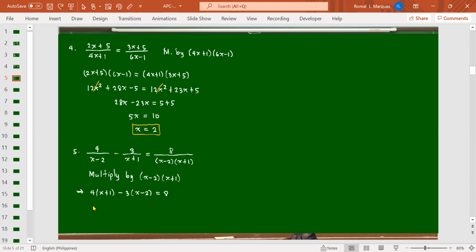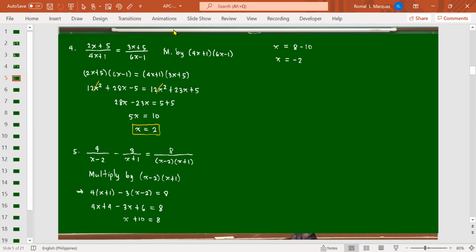So let's simplify this. So 4x plus 4 minus 3 times x, well, that is 3x, so minus 3x. Negative 3, negative 2, that is positive 6, equals 8. Let's simplify. 4x minus 3x is x. 4 plus 6, that is 10. And it is equal to 8. So to get rid of this 10, we add on its side negative 10. So getting x plus 10 plus negative 10, that is simply x. It is equal to 8 plus negative 10. So we have x is equal to negative 2.